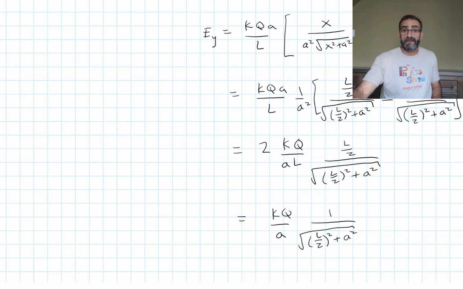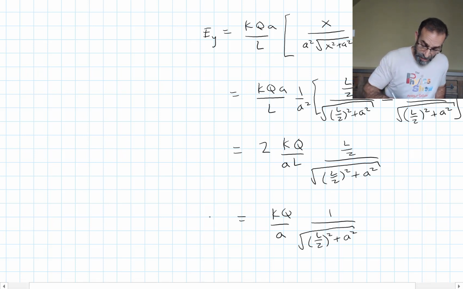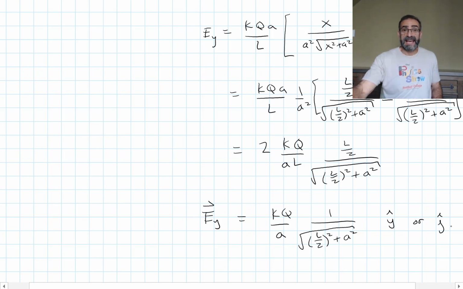Now we have to figure out the direction, because these integrals only give you the magnitude of the electric field at that location. We know that this rod is positively charged, so the electric field will point away from the positive charge, or in the positive y direction. So our electric field in the y direction, y hat or j hat unit vector, shows that this points in the positive direction.